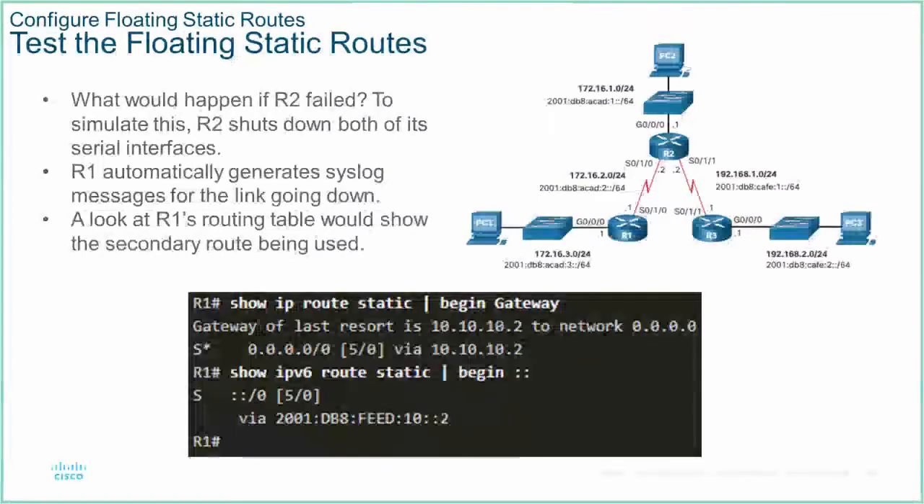This non-preferred route, because the administrative distance is higher, therefore it's not as trusted as the first one. First one's become invalid because the links got shut down. So the secondary one becomes valid and is inserted into the routing table.